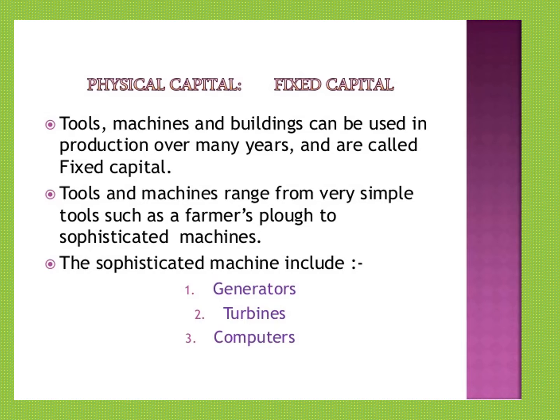Capital, as we understand, is fixed and physical. Tools, machines, and buildings can be used in production over many, many years and are called fixed capital. Tools and machines range from very, very simple tools like a farmer's plow to sophisticated machines like generators, turbines, computers.